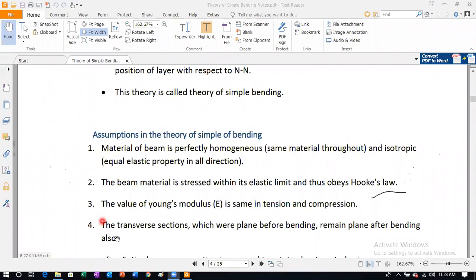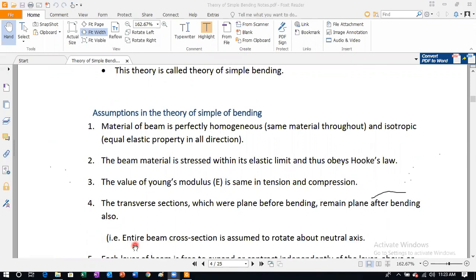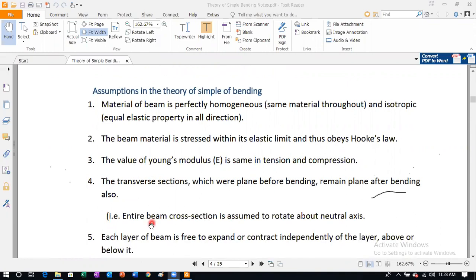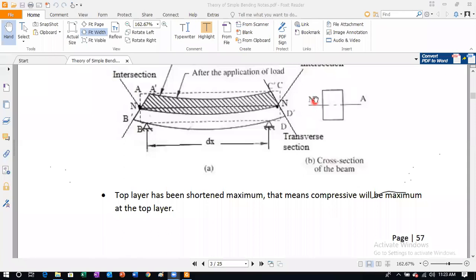We have this assumption in every subject related to engineering mechanics, physics, and strength of materials. And when we move further to structural analysis, that assumption will never change. The transverse sections, which were plane before bending, remain plane after bending also. So the entire beam cross section is assumed to rotate about the neutral axis, right? This is the neutral axis, and this entire cross section will rotate with respect to this neutral axis.